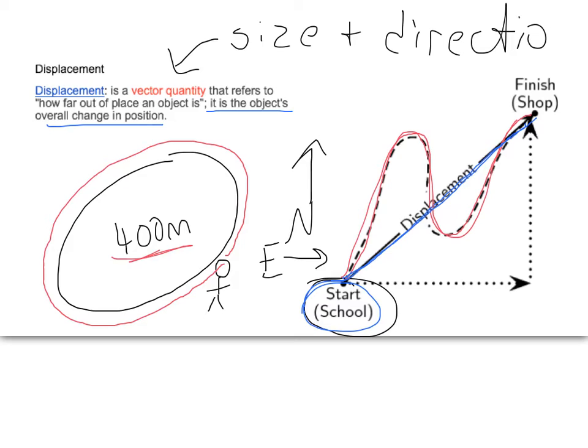But displacement wise, if we started right here and we go all the way around and end in the same spot, our displacement is actually 0 meters, because displacement is the object's overall change in position, and if we started here, we have not actually changed our position. We are still back at the same starting point.